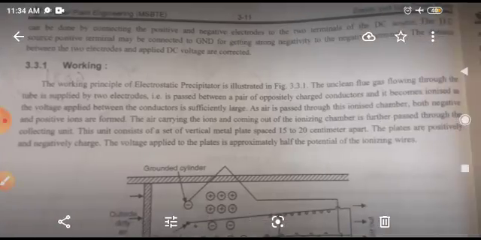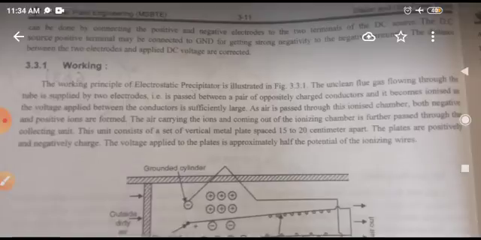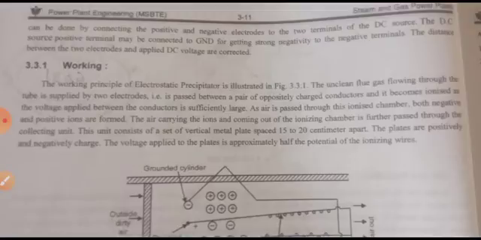Okay, let's see how it works. The working principle of the electrostatic precipitator is illustrated in the figure. The unclean flue gas flowing through the tube is supplied by two electrodes. It is passed between a pair of oppositely charged conductors and it becomes ionized. The voltage applied between the conductors is sufficient. Air is passed through this ionizing chamber. Both negative and positive ions are formed. The air carrying the ions and coming out of the ionizing chamber is further passed through the collecting unit.